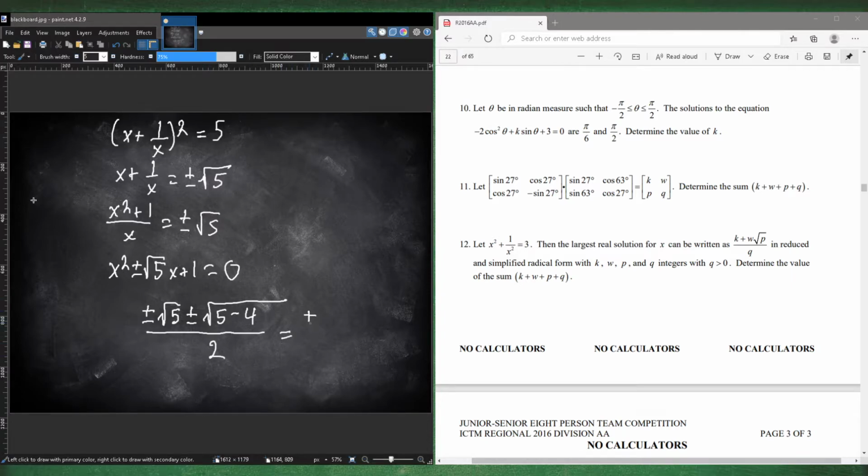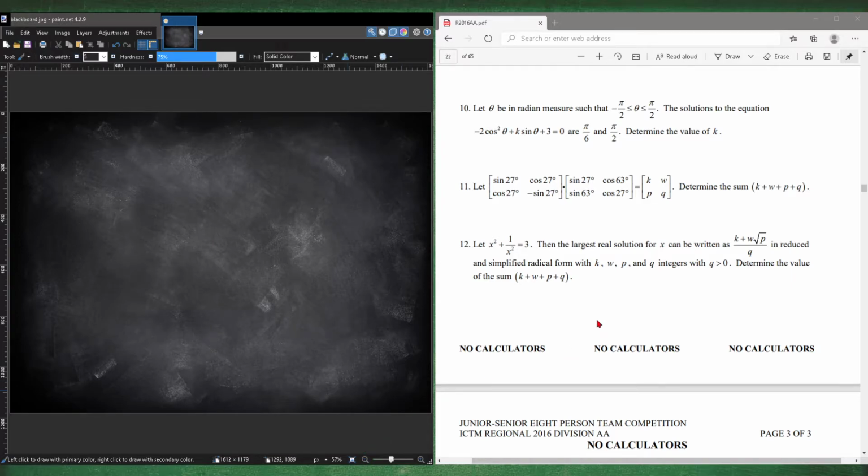So this simplifies as plus or minus square root of 5, and then plus or minus square root of 1 is just 1, so that's over 2. So if you want the largest solution for x, we have to choose both positives, so square root of 5 plus 1 over 2. So our value for k is 1, our value for w is 1, our value for p is 5, and our value for q is 2. So adding them all up together, we should get a value of 9 for number 12.